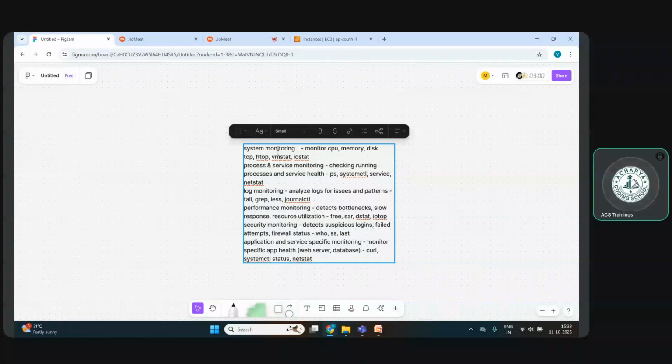System monitoring we mainly use for resource spikes. If there is a sudden increase in load, with the help of system monitoring we can easily identify it. And we have log monitoring as well, which mainly helps us in error investigation. And we have security monitoring. If there are any SSH logins, for example if you are logging into our Linux machine, it also identifies any unauthorized logins.